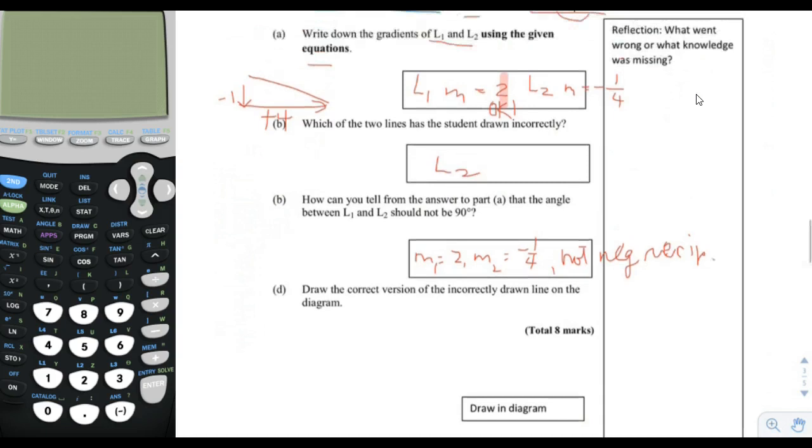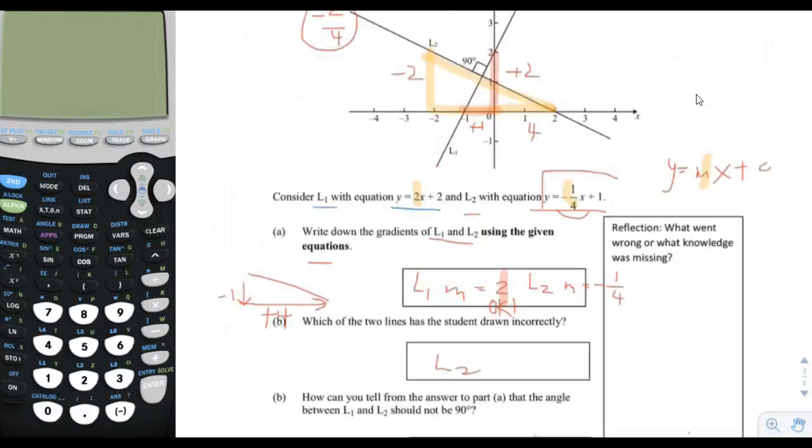Okay, so let's see. If we're going to redraw this line, y equals negative 1/4 x plus 1, we know that the slope is wrong. What about the y-intercept? Did they draw the y-intercept correctly? Here they say the y-intercept is 1, so let's check it out. Okay, yeah, it is. It's correct. The y-intercept for line 2 is going to the right point, but the slope is wrong.